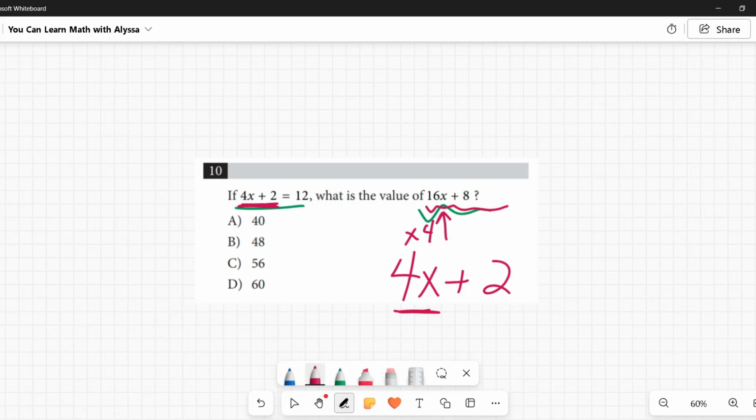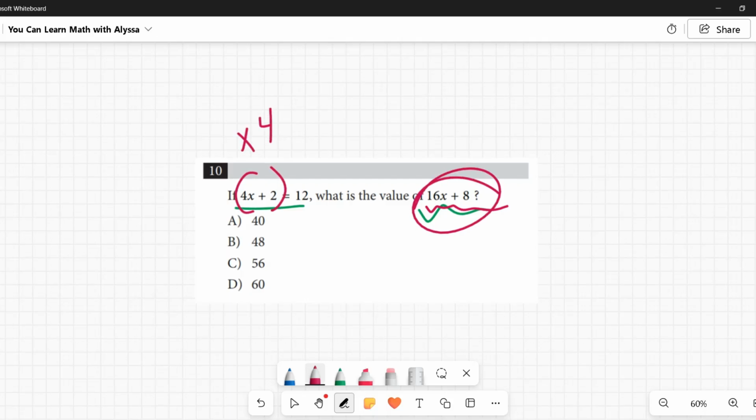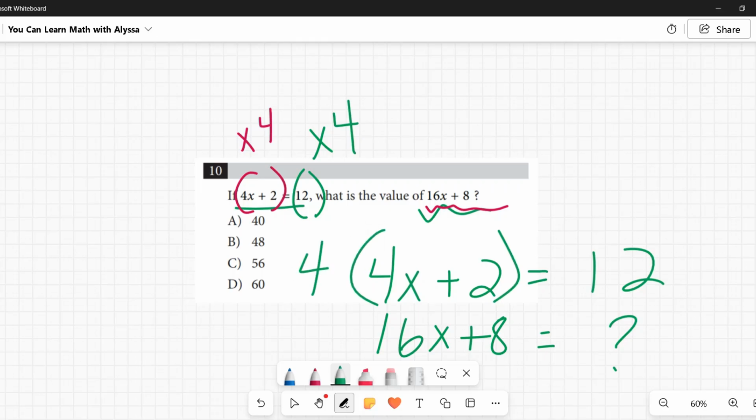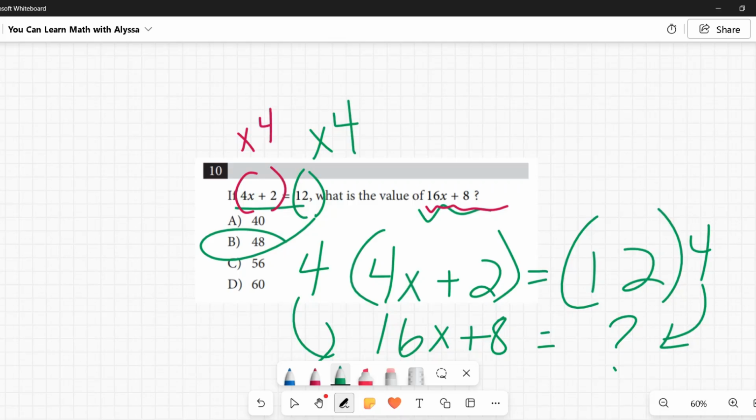Okay, so you know what that means? It means that if this times 4 equals my equation, then this part times 4 equals my answer. Let me write that all out so you can really see that. And I want to know what 16x plus 8 equals. So I'm multiplying this side by 4. That gets me to here. This side by 4, because I multiply both sides by 4 to keep it equal, gets me to there. And what is 12 times 4? 48. B.